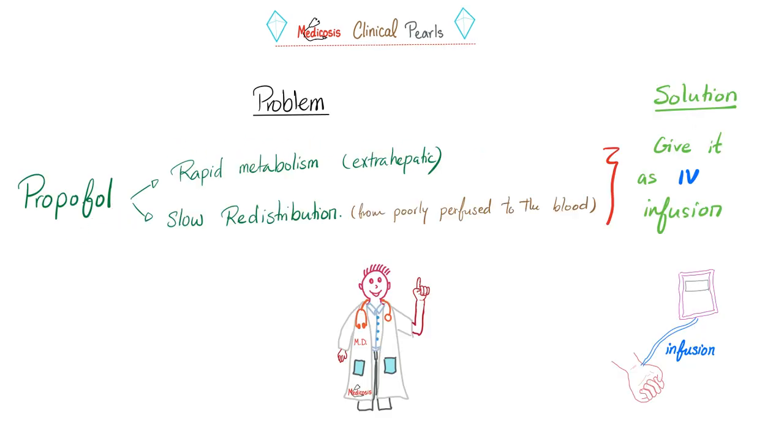Hey medicosis, I have a problem. Propofol. It gets rapidly metabolized outside the liver and it's very slowly distributing. It doesn't go from the blood to tissue well. What should I do? Give it as IV infusion. And in 5 half-lives, it's gonna reach the steady state. Another 5 half-lives, it will be eliminated.